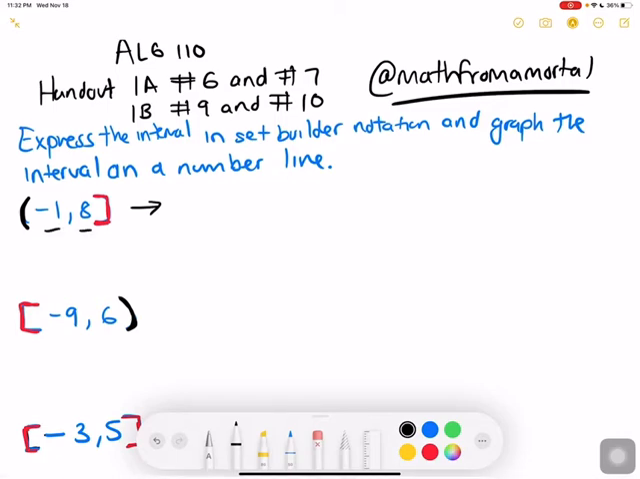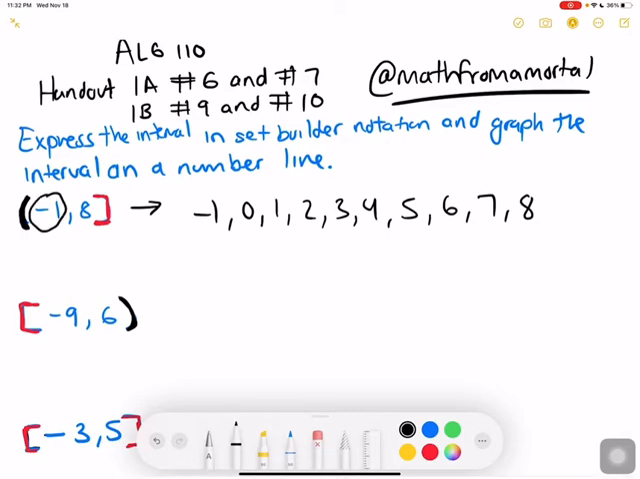Let me just write those numbers first. -1 all the way to 8: -1, 0, 1, 2, 3, 4, 5, 6, 7, 8. So you can think that those are the numbers that are included in this interval, but that might not be correct. We have to look at the symbols. Now, the parenthesis is very, very important. It means that this is the last number, but this number is not included in the interval.